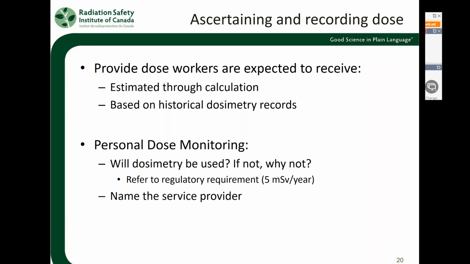If you put in your radiation safety manual that you submit with your application that dosimeters will be used, even if they're not necessary, then you must use the dosimeters unless you make a change to your program with the CNSC. If dosimeters are required to be used, you need to name the service provider that you will be using, and they need to be licensed with the CNSC.